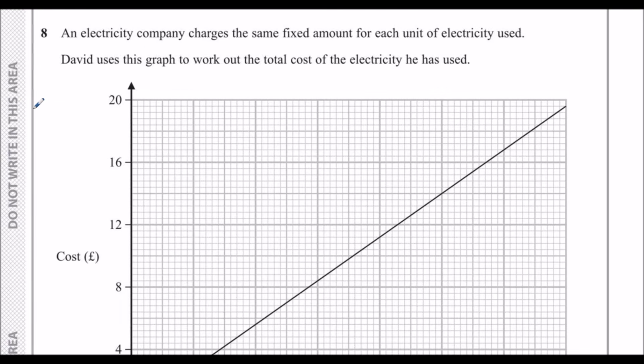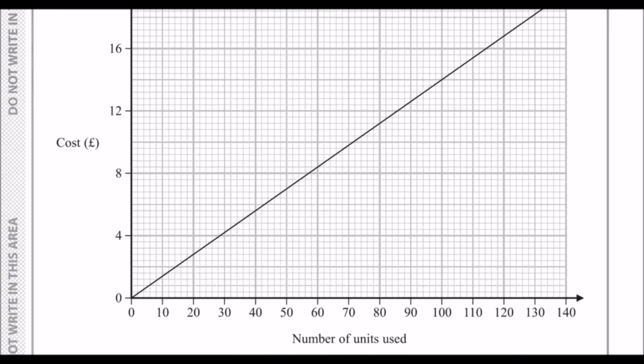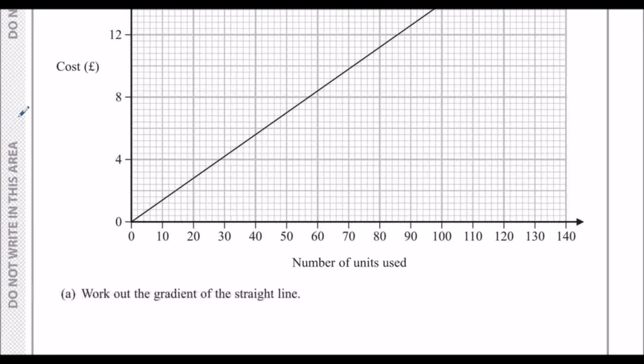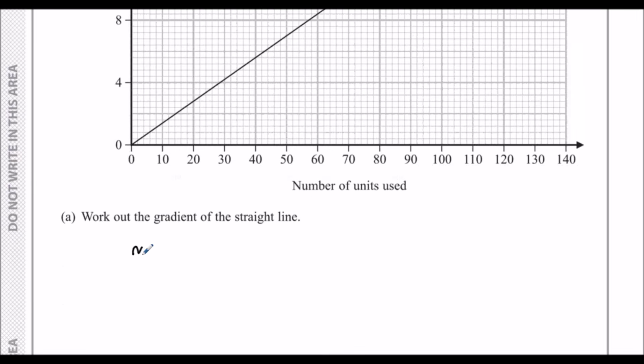Question 8. An electricity company charges the same fixed price for each unit of electricity used. David uses this graph to work out the total cost of the electricity he has used. Work out the gradient of the straight line. So the gradient, which is called m, is the change in y divided by the change in x. For each one you go across, how much do you go up or down?